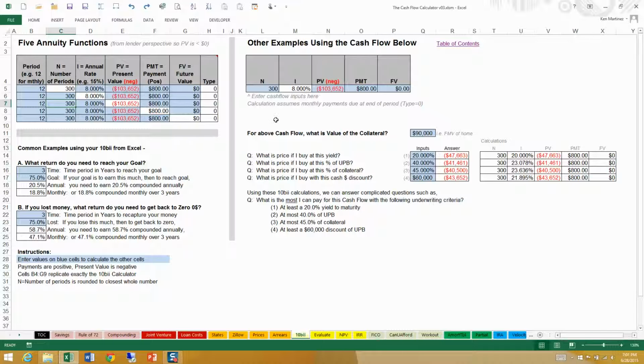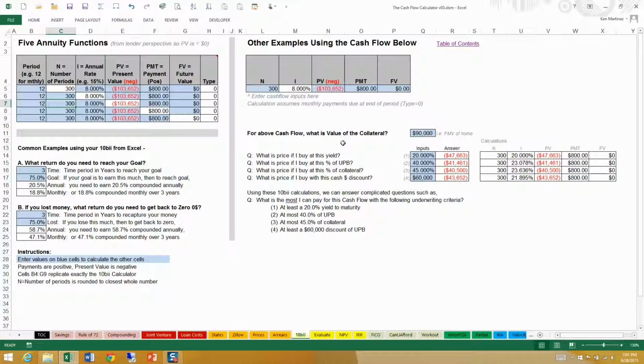On the right side, I just gave you, given a sample cash flow, put in the 4 values. Here it's calculating the I for you. But put in the 4 values, and then it'll calculate the I. And based on this specific cash flow, let's say this was a real loan and the value of the collateral of the house was $90,000.